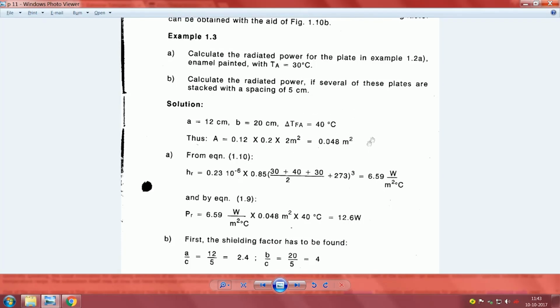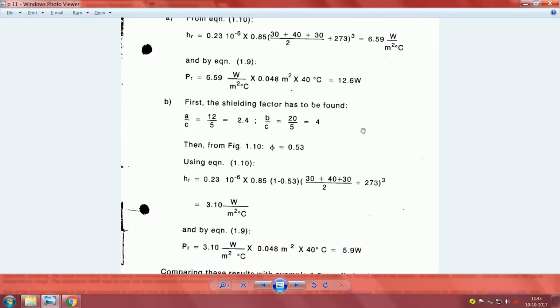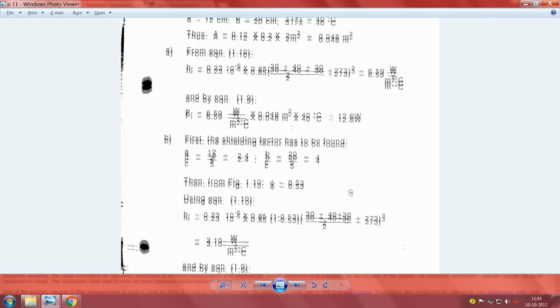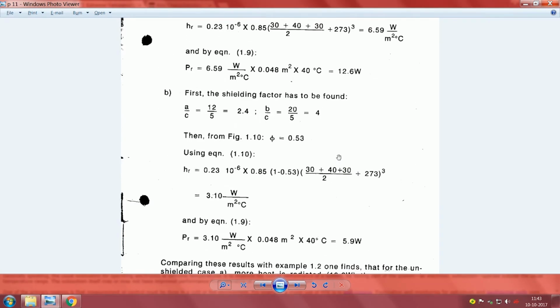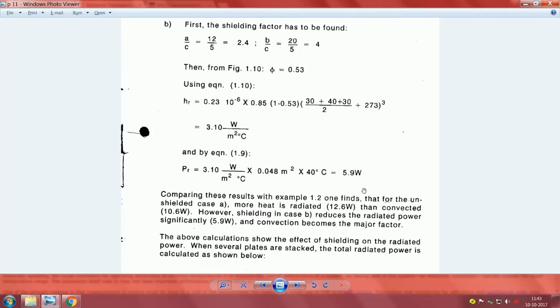Calculate the radiated power for the plate, several of these are mounted, delta FA is maintained. So, total, if you attach all those things and all that, you get a figure of around 6 watts, you understood. So, the plate shielding factor is 4 because of the depths. Using this equation, in the end, comparing these results one finds that for the unshielded case more heat is radiated than convected. Shielding reduces the radiated power, then convection becomes a major factor.